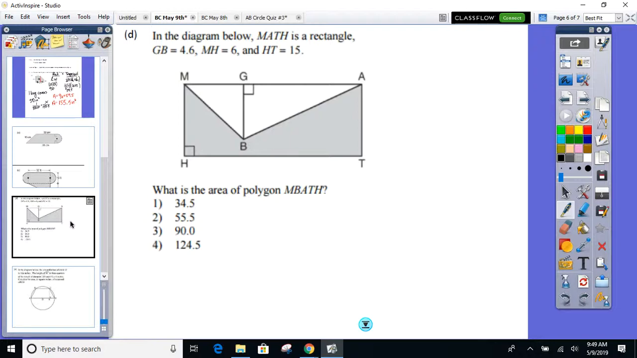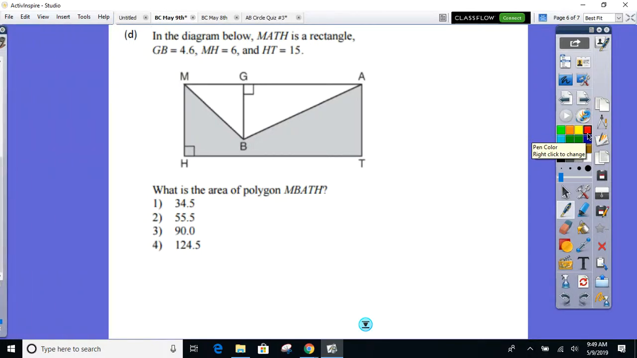Go ahead and label your segments that I provide for you, G, B, M, H, and HT. And I need your help finding the area of MBATH. Basically the shaded region. All right, find me the area of the shaded region.